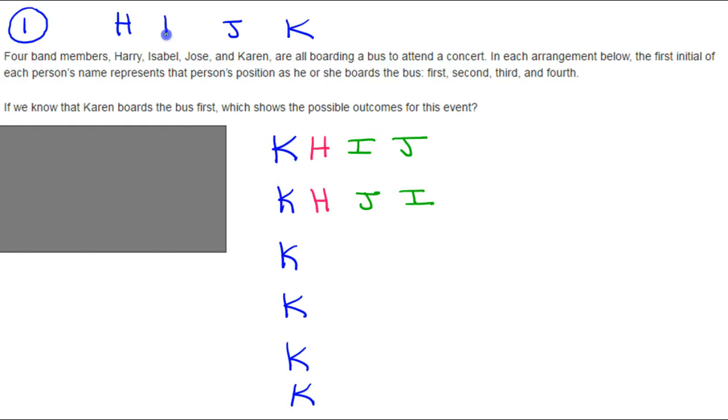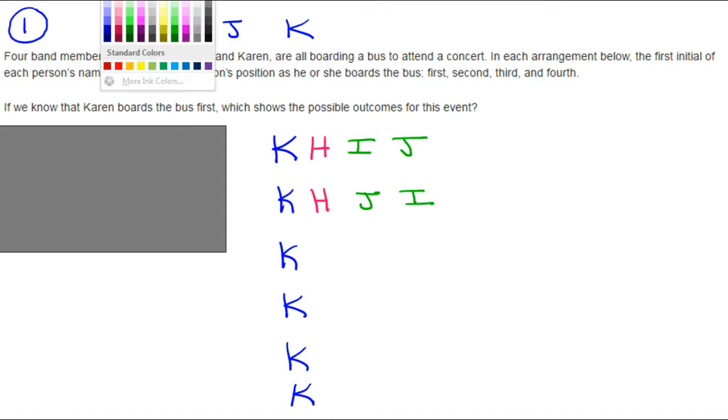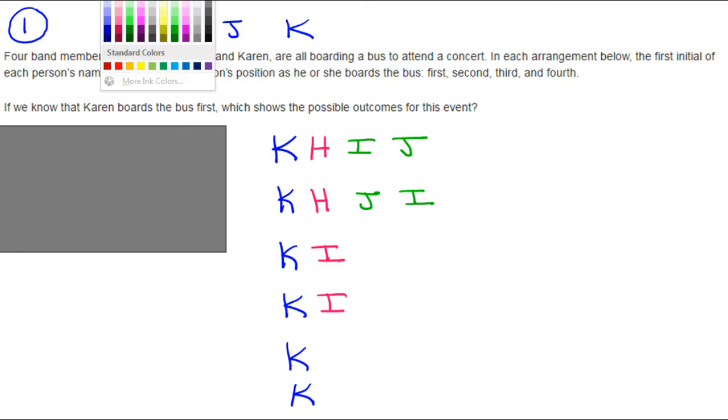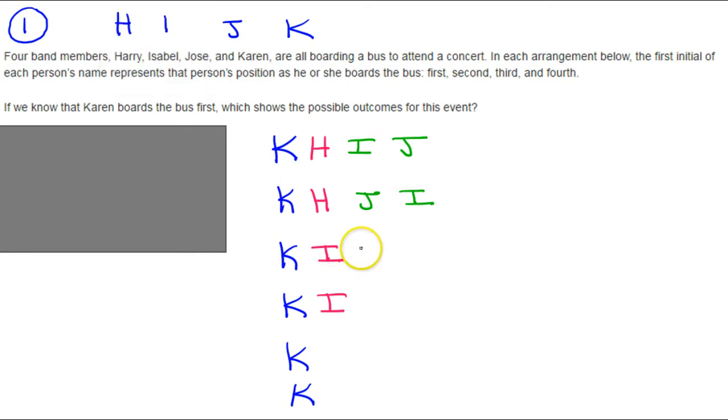Okay, now what if Isabel goes second? Alright, now if Isabel goes second, then the remaining options are, okay, if Isabel goes second, then that just leaves Harry and Jose. So it'll either be Harry and Jose, or Jose followed by Harry.